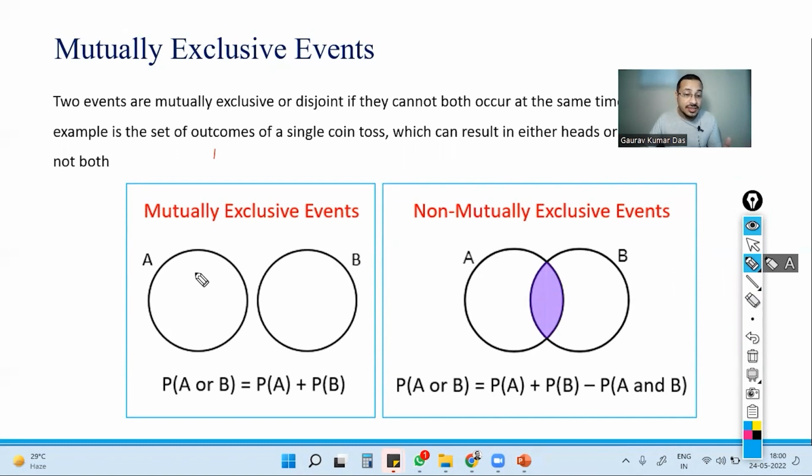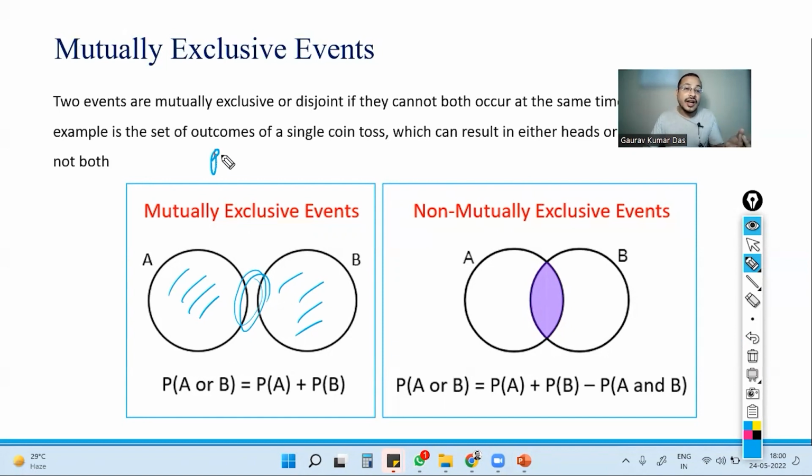Right. Suppose this represents event A, and this sample space represents event B. If I'm asking about mutually exclusive events, and I want to find the probability of both these events happening simultaneously, then the probability will be 0, because you can see there is no common point here. However, if I want to find the probability of either one of them happening, then we can definitely add.